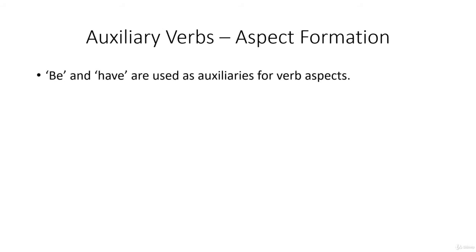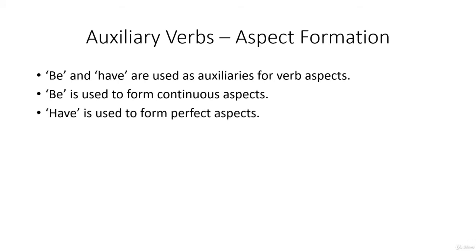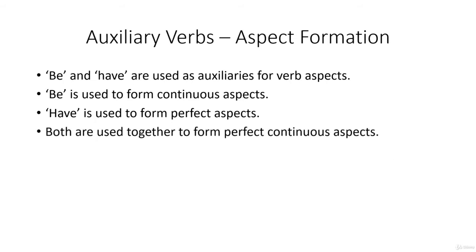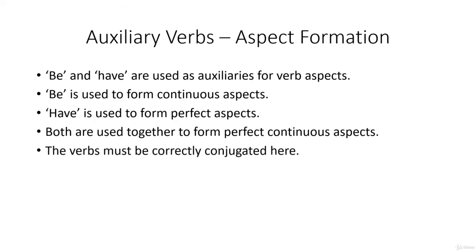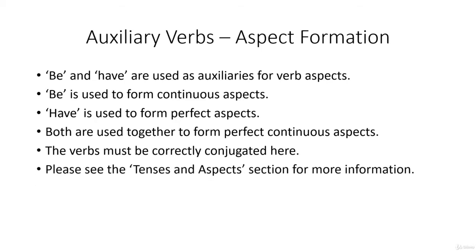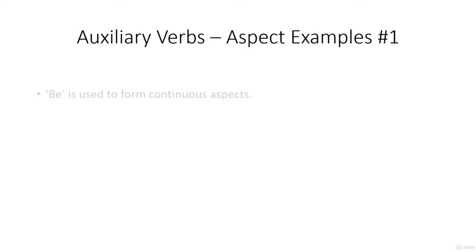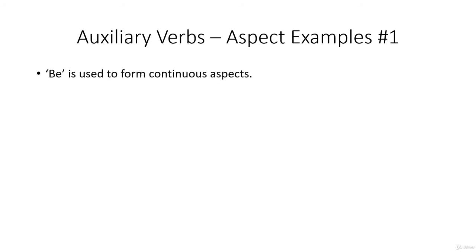So, to be and to have are used as auxiliaries for verb aspects. So, to be is used to form the continuous aspect. Have is used to form the perfect aspect. And both are used together to form perfect continuous aspects. And again, the verbs must be correctly conjugated here. There is a whole section on tenses and aspects, so please refer to that for more information. We'll still look at some examples in this lesson though.